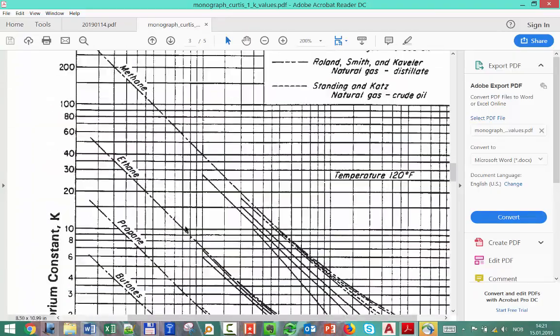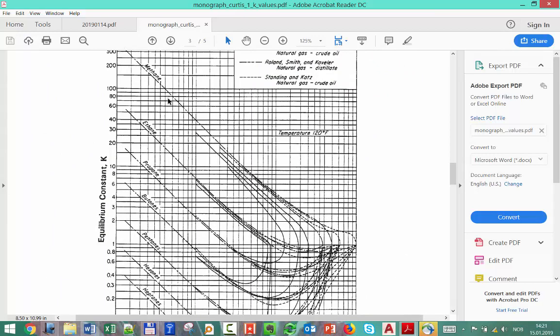But basically, if we go here, say on this curve, the line for a given component, if you are on the linear region, it depends on that component. Of course, it depends on pressure, it depends on the temperature, but it also depends on the component, which component you have. If you have methane, if you have propane, if you have butane.